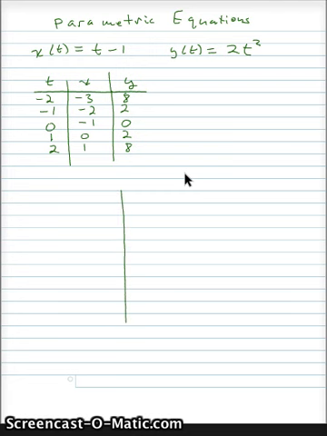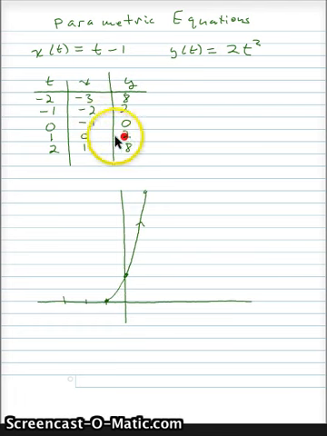Now I'm going to plot the points x and y. We don't plot the values for t, but we do plot the values for x and y. So I'm going to plot negative 3, 8, negative 2, 2, negative 1, 0, 0, 2, and 1, 8. You'll notice there's 0, 2. Here's negative 1, 0. Here is negative 2, 2. Here is negative 3, 8. And you'll notice the graph looks like this.